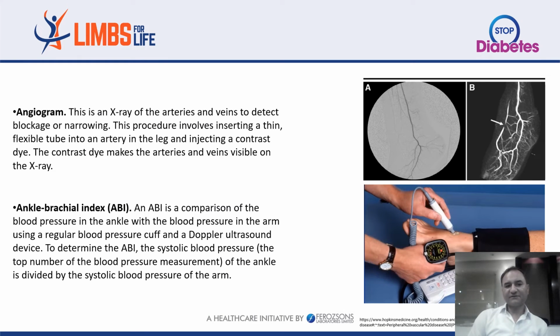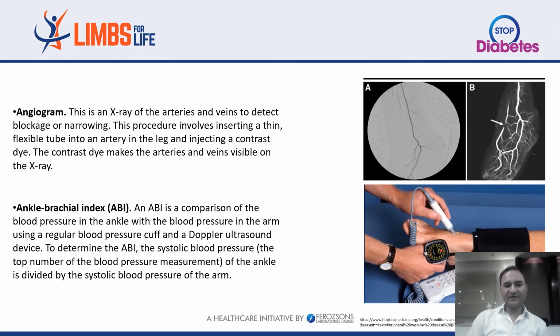And then the angiogram, this is an x-ray of the arteries and veins to detect blockage or narrowing. This procedure involves inserting a thin flexible tube into an artery in the leg and injecting contrast dye. The contrast dye makes the arteries and veins visible on the x-ray.